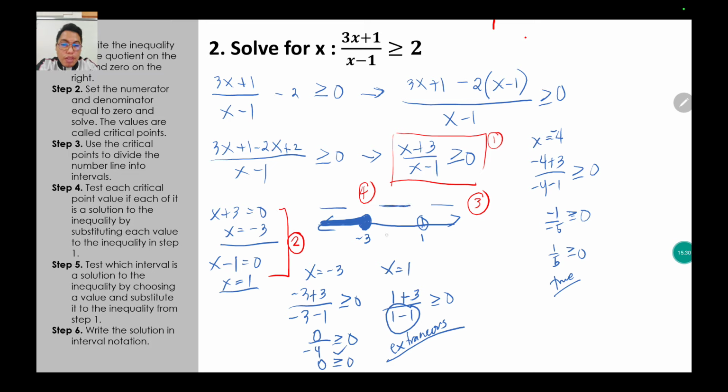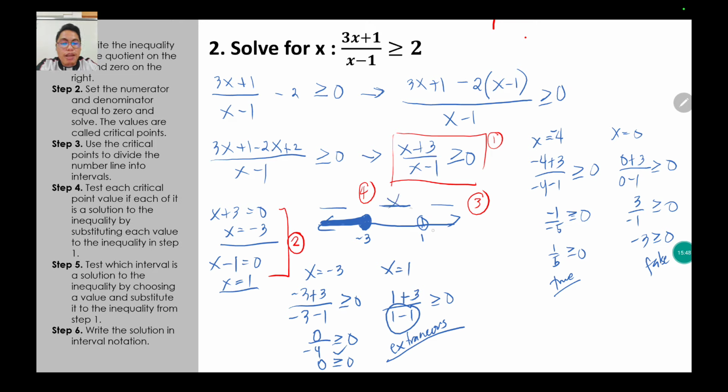-3 to 1, may 0 dyan. So we use the 0 na lang. So substitute ulit natin. (0 + 3) over (0 - 1) is greater than or equal to 0. This is positive 3 over -1 greater than or equal to 0. This is -3. So this is false. So we will not shade that side.